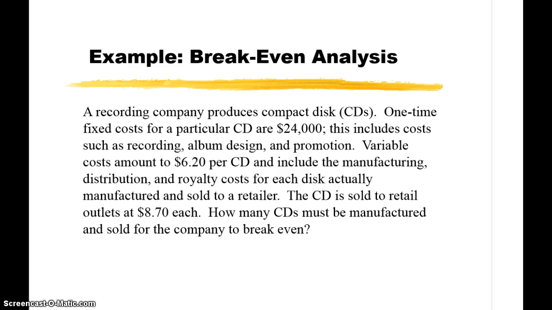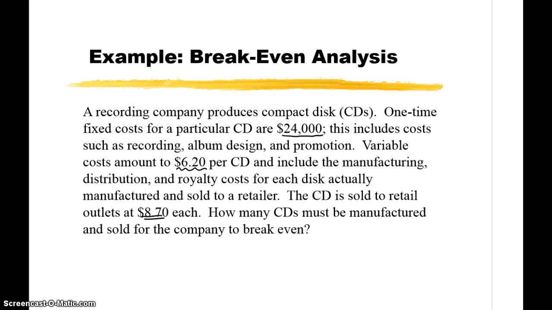It says a recording company produces compact discs, CDs. One-time fixed costs for a particular CD are $24,000. This includes costs such as recording, album design, and promotion. Variable costs amount to $6.20 per CD and include the manufacturing, distribution, and royalty costs for each disc actually manufactured and sold to a retailer. The CD itself is sold to retail outlets at $8.70 each. How many CDs must be manufactured and sold for the company to break even?